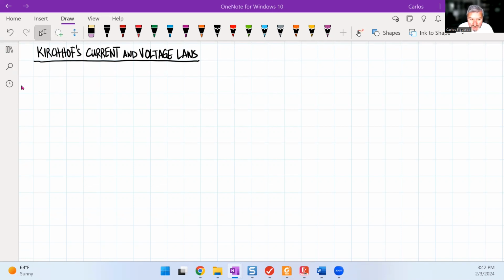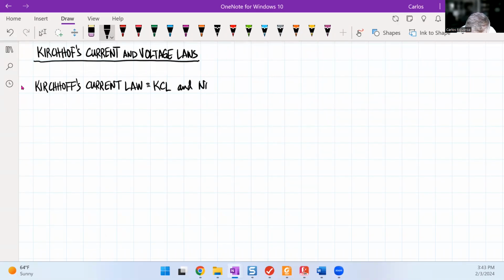Kirchhoff's current and voltage laws. As we've already stated, Kirchhoff's laws are the basis of circuit theory. So we'll individually look at each of these and then move on. So we're going to start off with Kirchhoff's current law, which we typically define as KCL, and Kirchhoff's current law involves nodes.